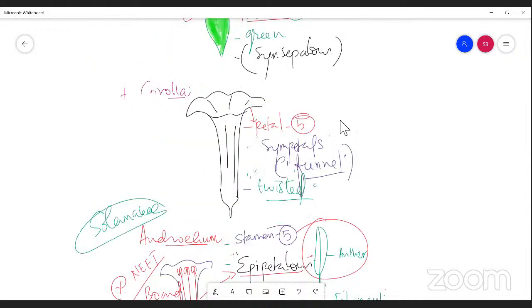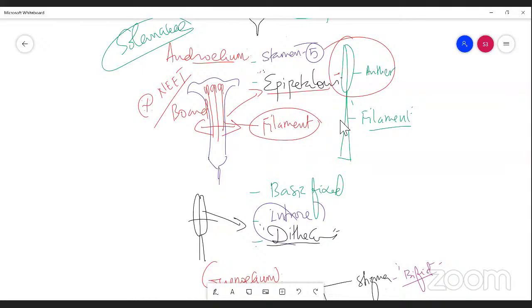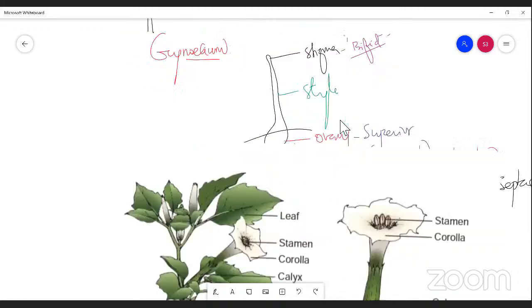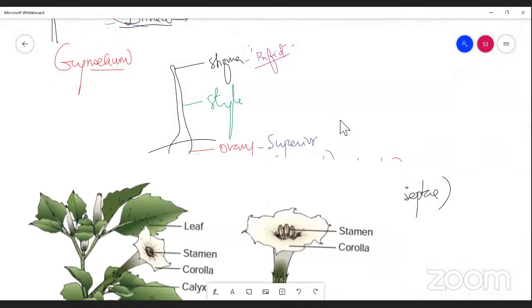Talking about androecium, stamens are 5, epipetal stamen, and the filaments are inserted on the corolla, which is known as epipetal stamen, basifixed, dithecous condition. Then gynoecium: stigma, style, ovary. Stigma is bifid, style is long, cylindrical, ovary is superior, with axile placentation.